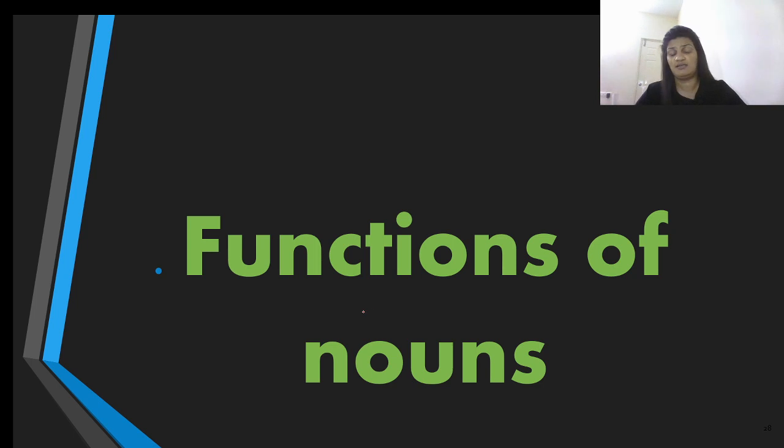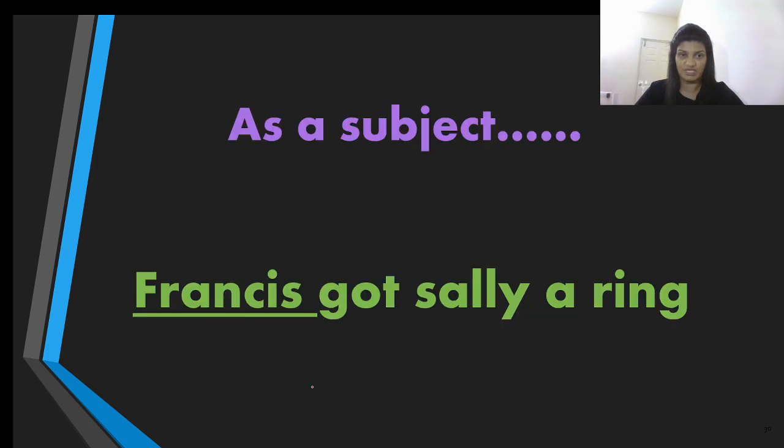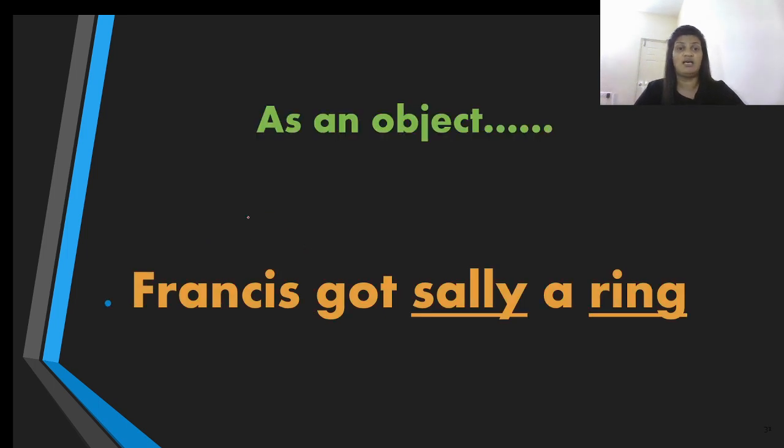Well, let us learn about the functions of the nouns. A noun functions like a subject, an object, subject complement, object complement, an appositive and an adjective. Just a little while ago, I told you what is a subject. Subject is the one who does the action. And an object is the one who receives the action. And this is our verb.